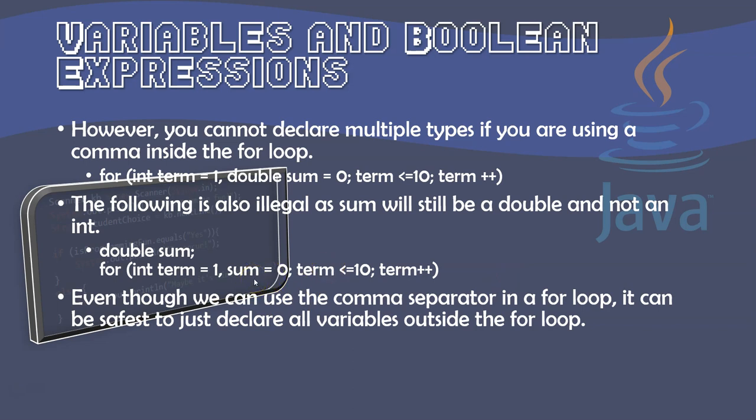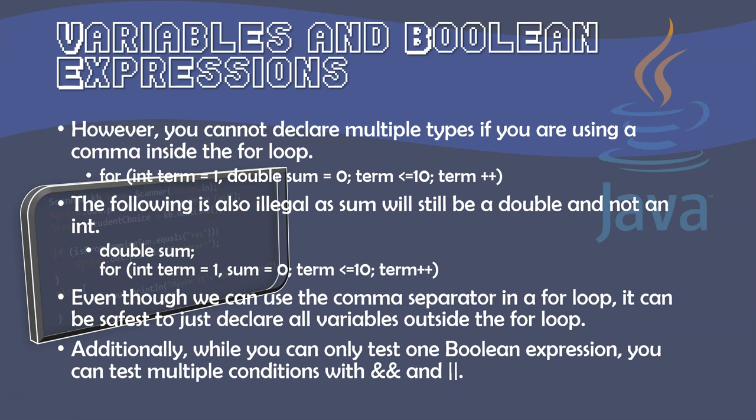All right, so ultimately, it's safest for us, when we start dealing with the comma operator, to declare all our variables outside, just so that we don't have to worry about this type value issue here. Additionally, while we can only test one Boolean expression here, and notice in all these examples there's only one Boolean expression, you can test multiple conditions for a Boolean expression with and or. So if I wanted a compound Boolean expression, I could put it up here, and that could work for the test of my for loop.